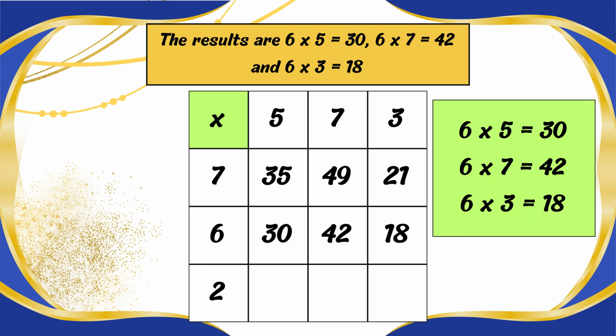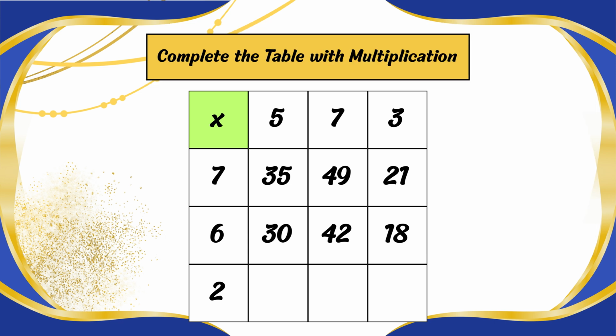The results are 6 times 5 equals 30, 6 times 7 equals 42 and 6 times 3 equals 18. Complete the table with multiplication.